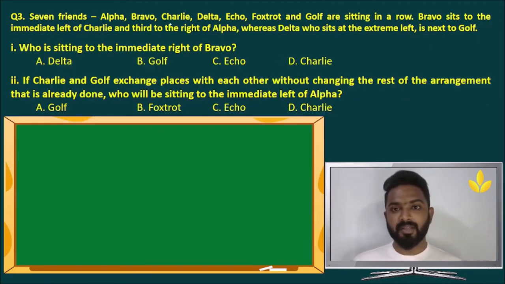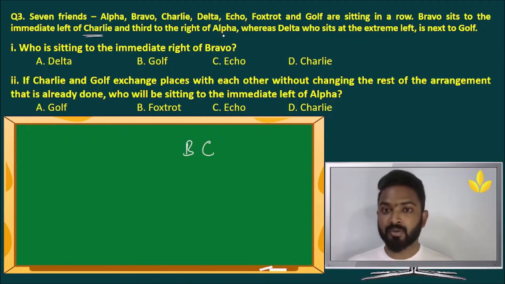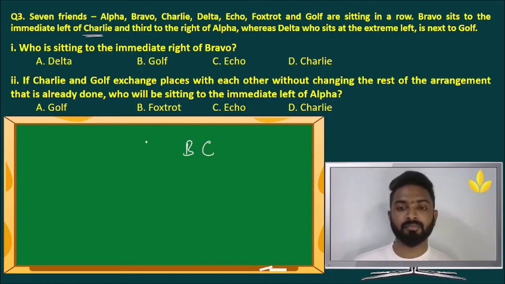7 friends A, B, C, D, E, F and G are sitting in a row. B sits to the immediate left of C. Okay, so C is the reference over here. C is over here. B is to the immediate left of C. B is here. And third to the right of A. Who? B is third to the right of A. So A is third to the left of B. So B is over here. 1, 2 and A over here. B 3 places to the right.